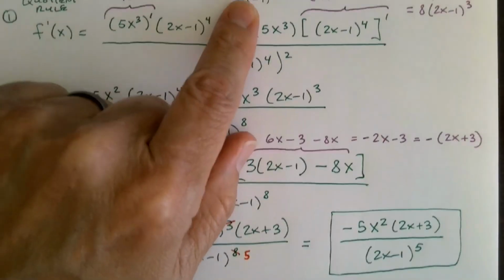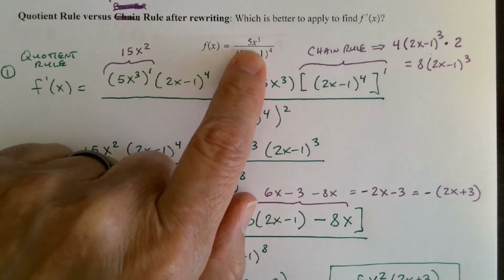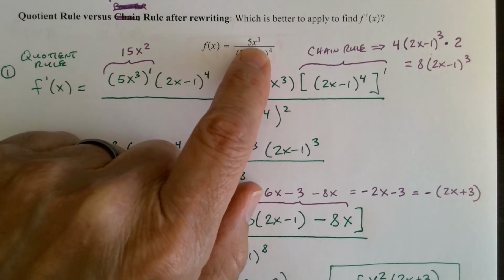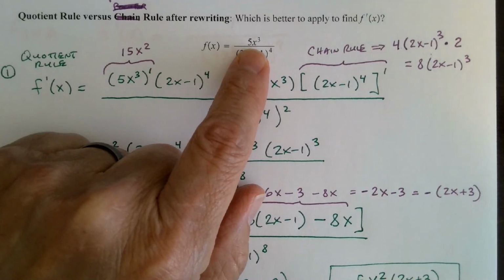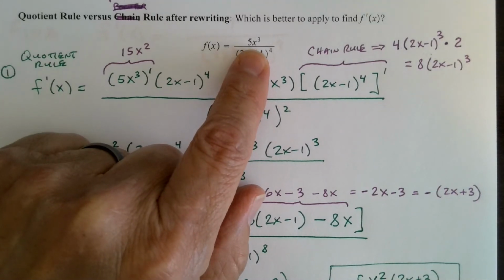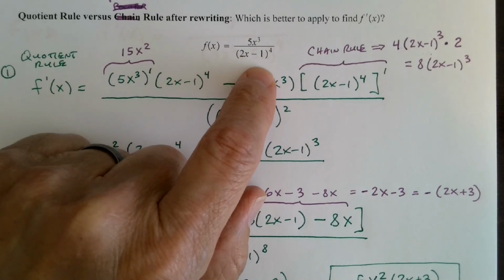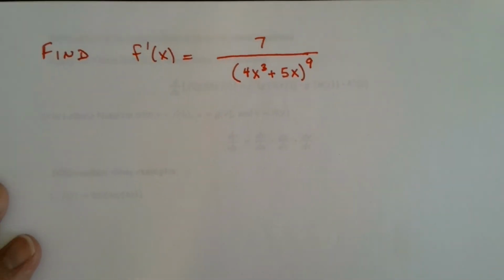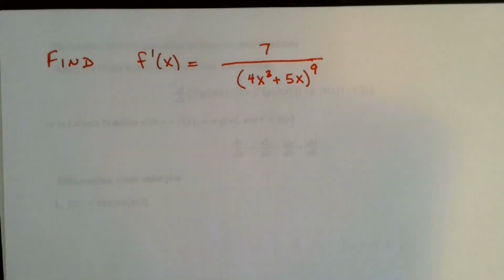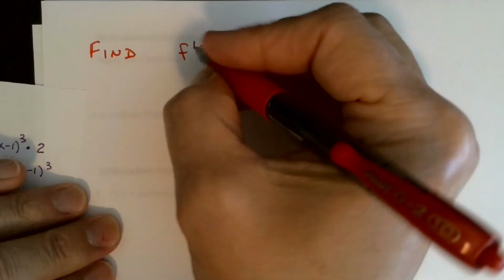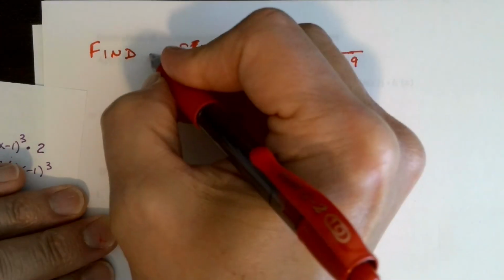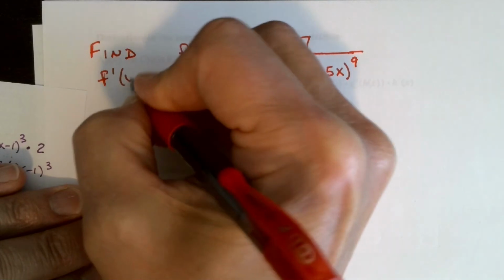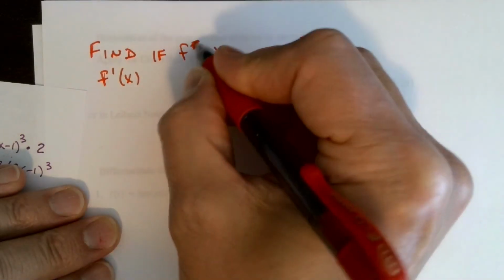If the numerator of the function you're taking the derivative of is a constant, and the bottom is a composition where you're going to have to use the chain rule, it is much better to rewrite and use the product rule. So let me show you an example of that. This was not in my notes, but let's suppose, what about right here? Let's find f prime of x if f of x is equal to this.